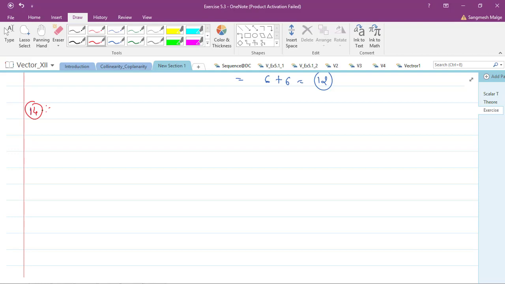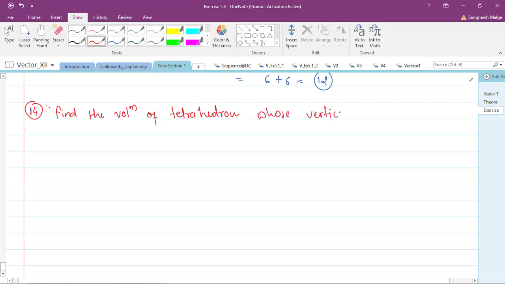Question number 14. Find the volume of the tetrahedron whose vertices are A(minus 1, 2, 3), B(3, minus 2, 1), C(2, 1, 3) and D(minus 1, minus 2, 4). So these are the vertices of the tetrahedron.